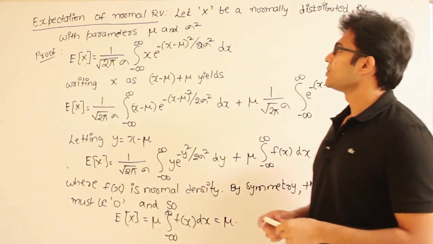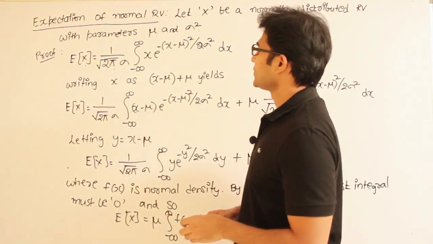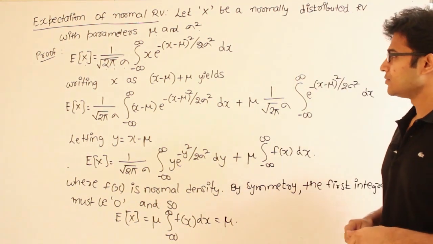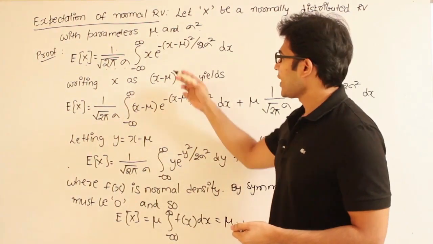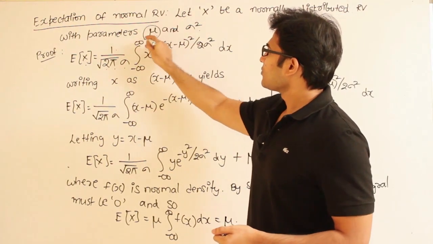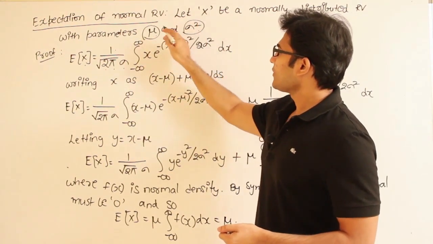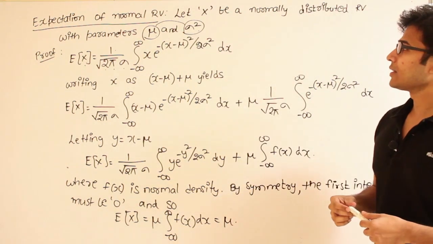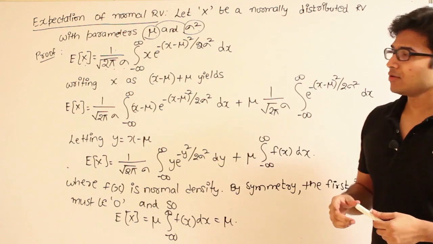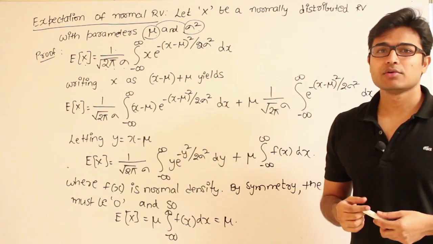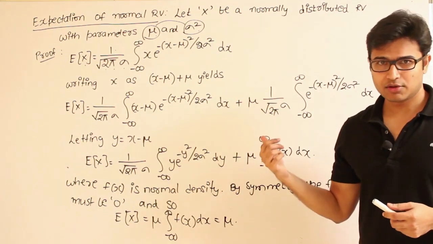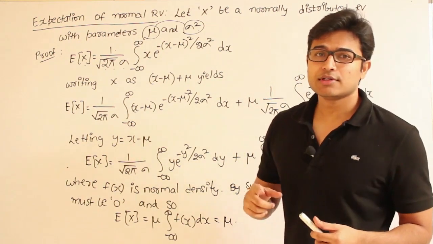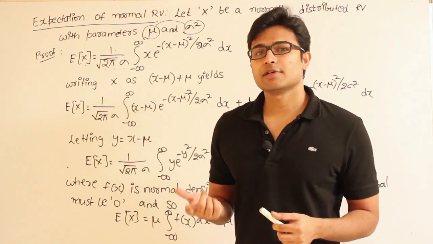Now see this, expectation of a normal random variable. Let x be a normally distributed random variable with parameters mu and sigma square. As you know, this normal random variable has two parameters, mu and sigma square. In order to find the expectation, we are going to do the integration, since it is a continuous random variable. In case it is a discrete random variable, we would have applied summation.